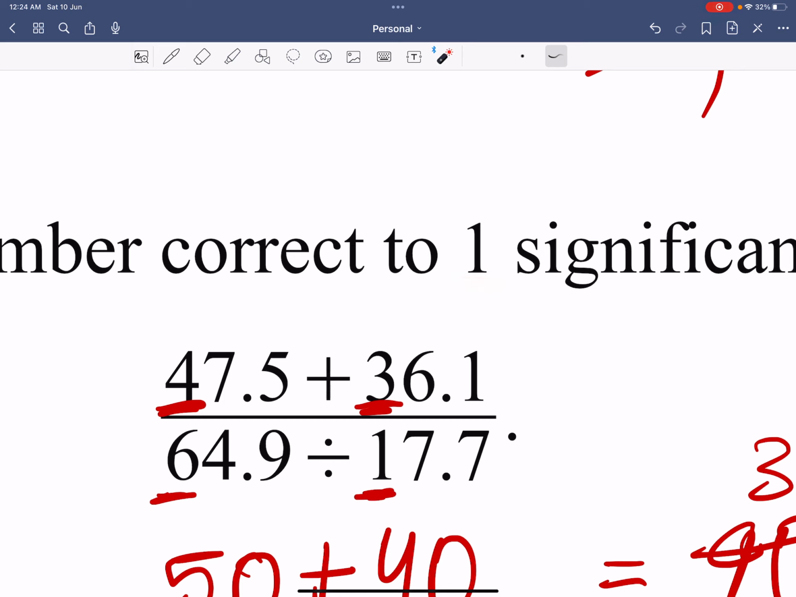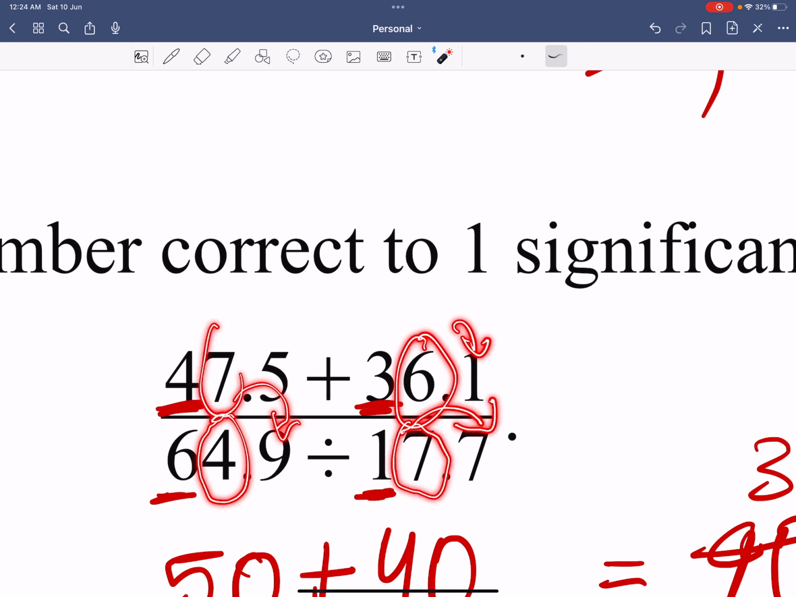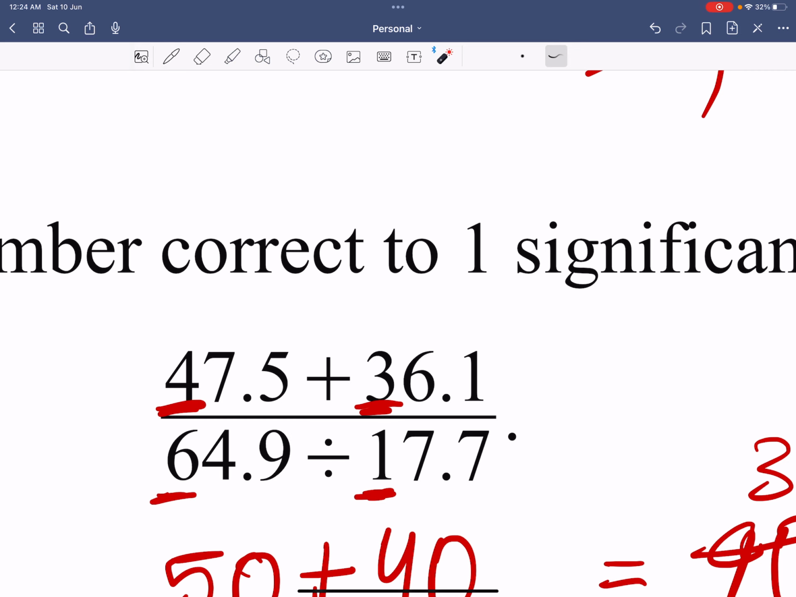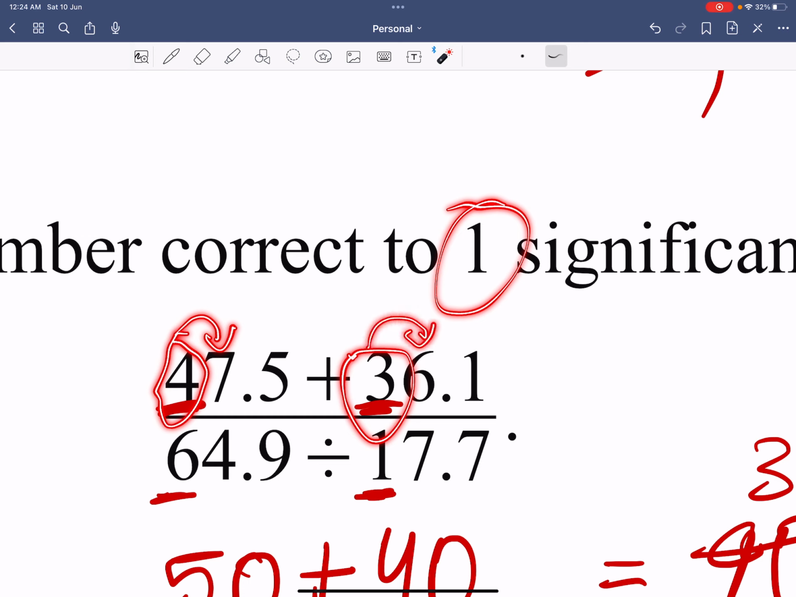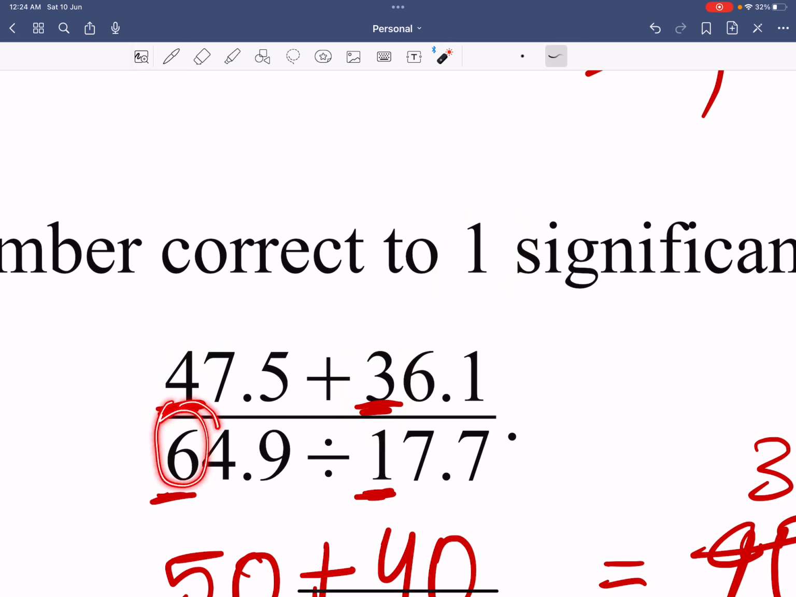So if it said two significant figures, I would have looked at this. Now, if they have said one significant figure, I will consider the next number, right? This, and this.